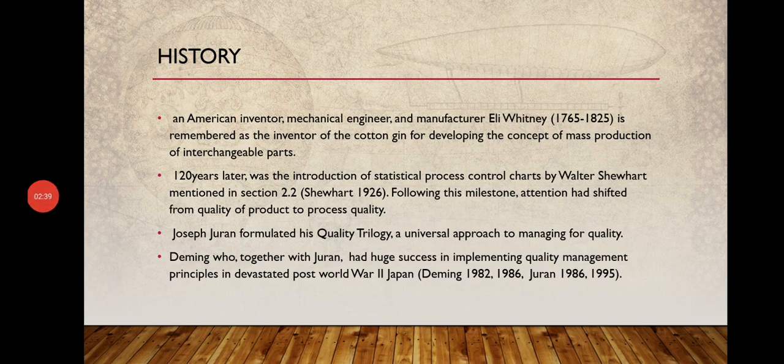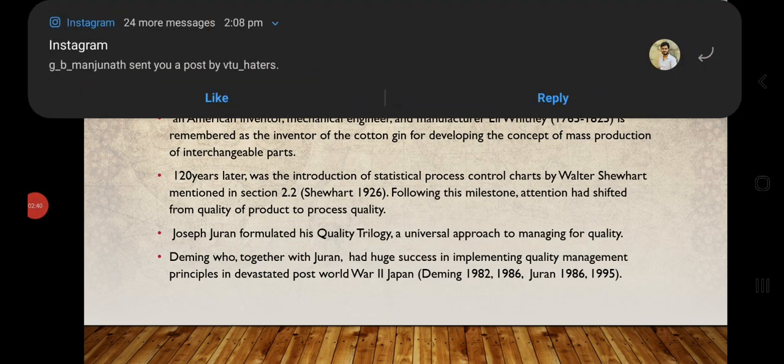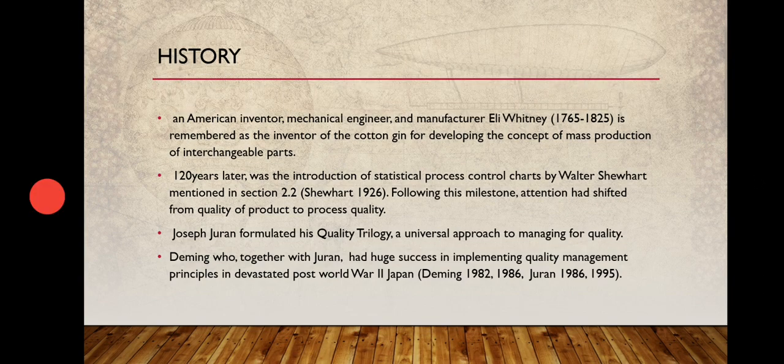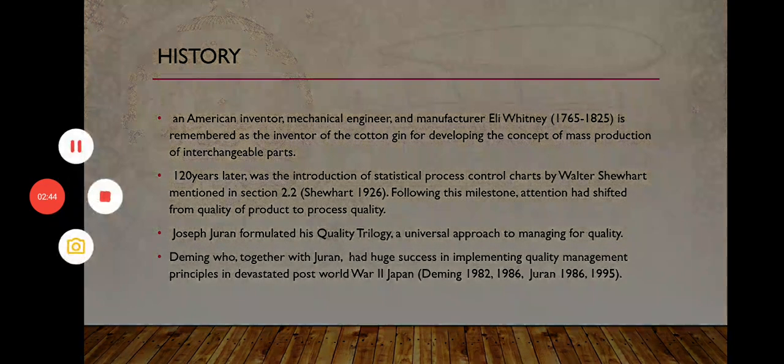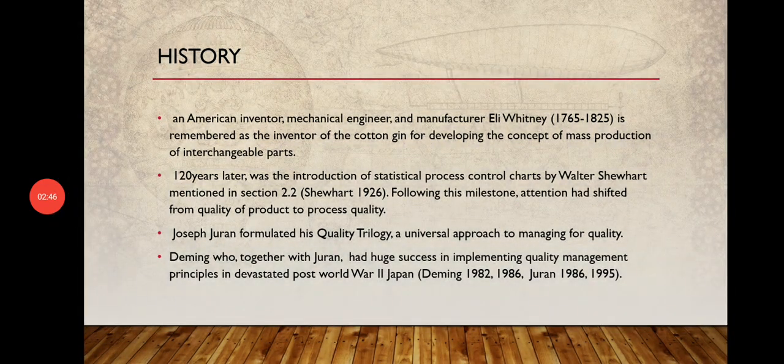Next comes Deming. Together with Juran, he had great success in implementing quality management principles in devastated post-World War II Japan. He was the person who postulated the 14 principles of total quality management, and these people are also called the gurus of total quality management.